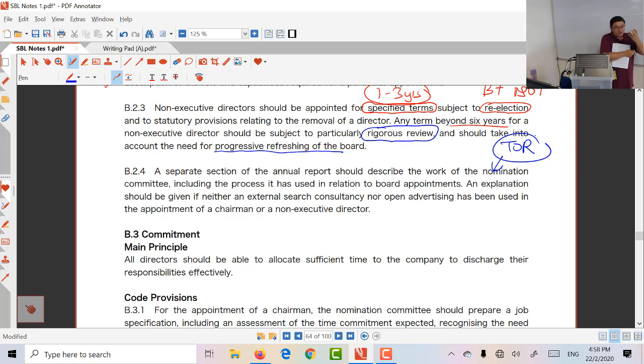And what does the TOR function as? The purpose of the TOR is to write down expressly their purpose, their authority, and their role. So that's why we need a TOR. This is a very important thing, because when you really have any kind of boardroom fight, the TOR is usually referred to, to see whether you have certain powers.